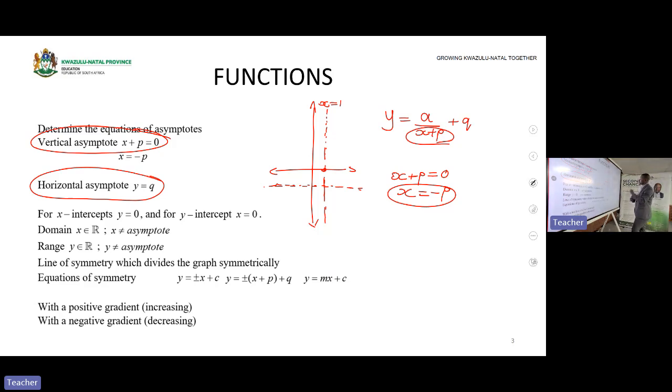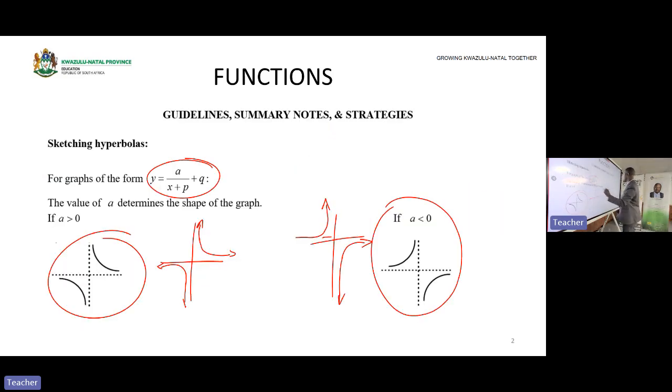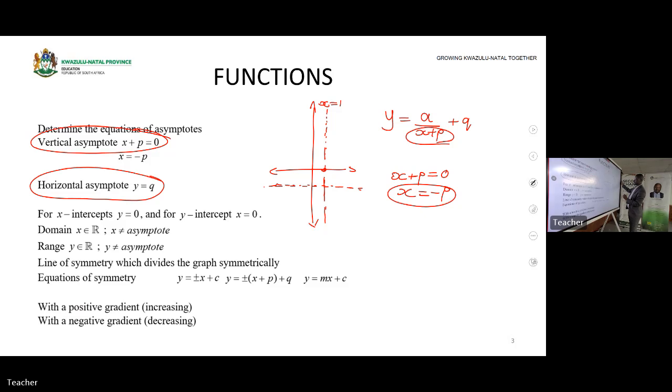Our hyperbolic function has the vertical asymptote as well as the horizontal asymptote. Then the value of q in our equation represents what? The value of q represents the horizontal asymptote. So we take the value of q as it is. So our y will be equal to q, which we call the horizontal asymptote.